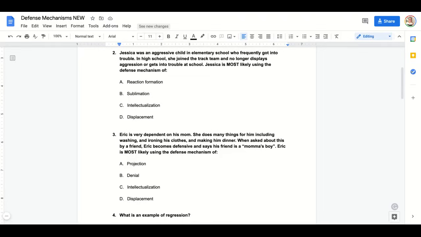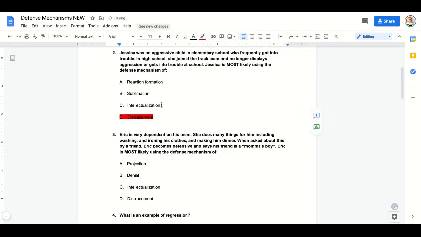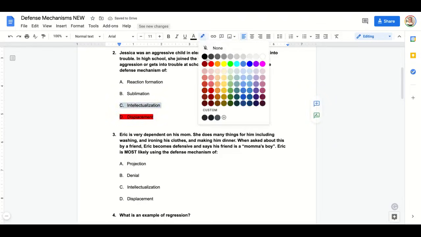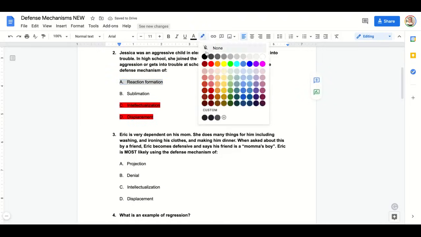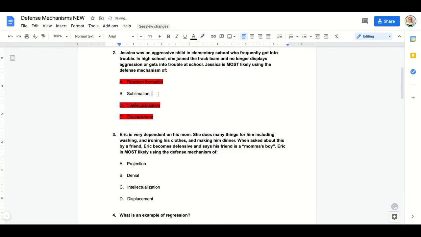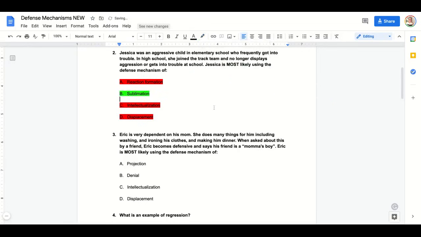She was getting into trouble, and no longer has aggression since joining the track team. It's not displacement, no displacement of anger onto an object. Not finding out information about something. And not the opposite of what we're feeling on the inside. Sublimation, remember, is when we take these negative thoughts, feelings, or impulses and put them to use towards something positive. Joining the track team.